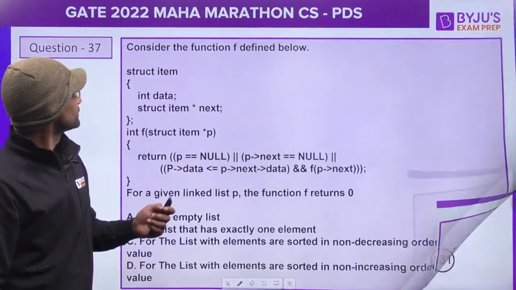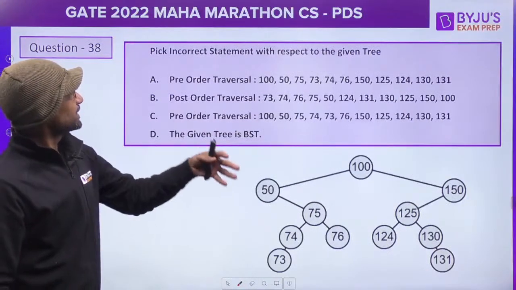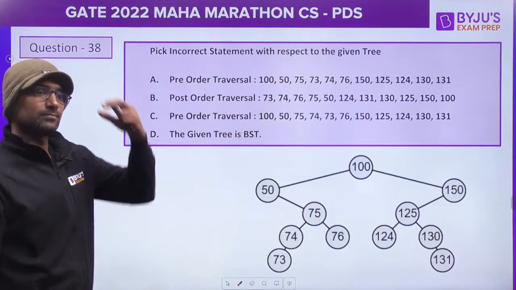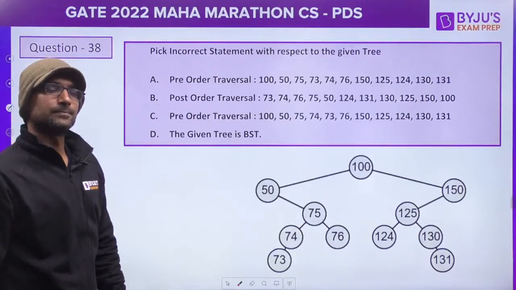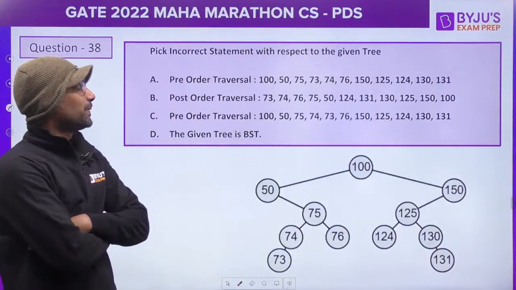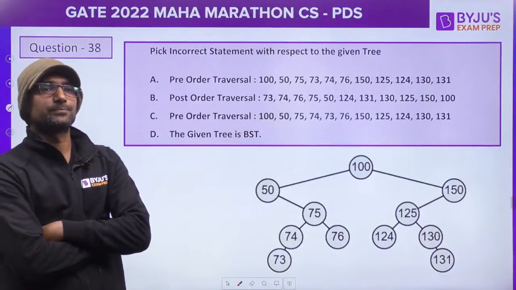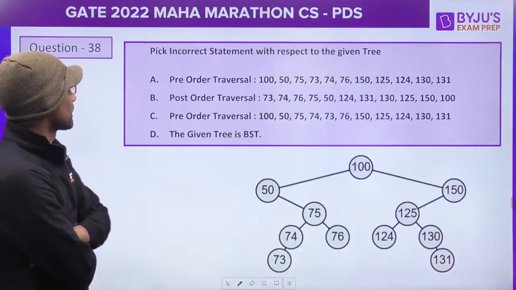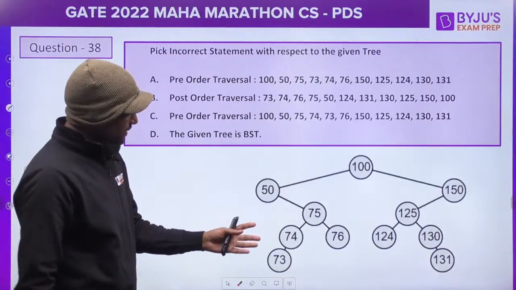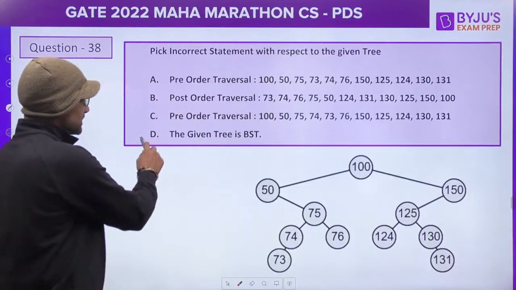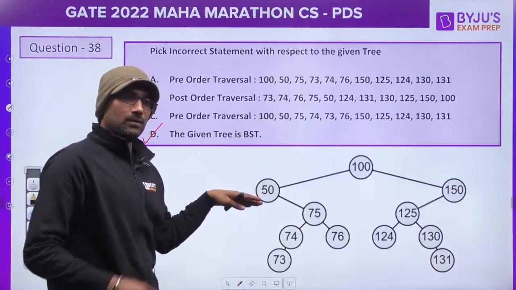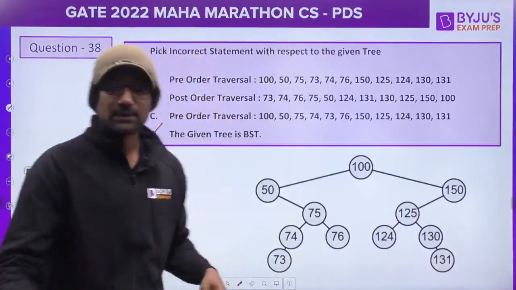Okay, next question. Pick the incorrect statement with respect to the given tree. Pre-order traversal, post-order. Is the given tree a BST? Yes, because at every level, the parent is greater than the left and smaller than the right.